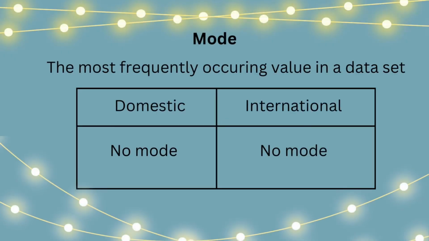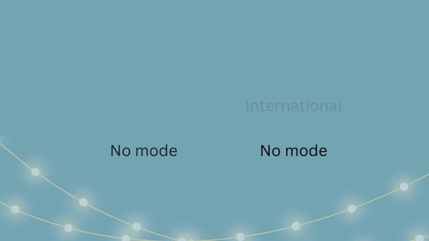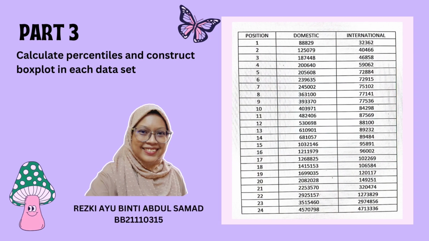Hence, there is no mode for domestic and international airlines because there is no frequently occurring value in the data set.